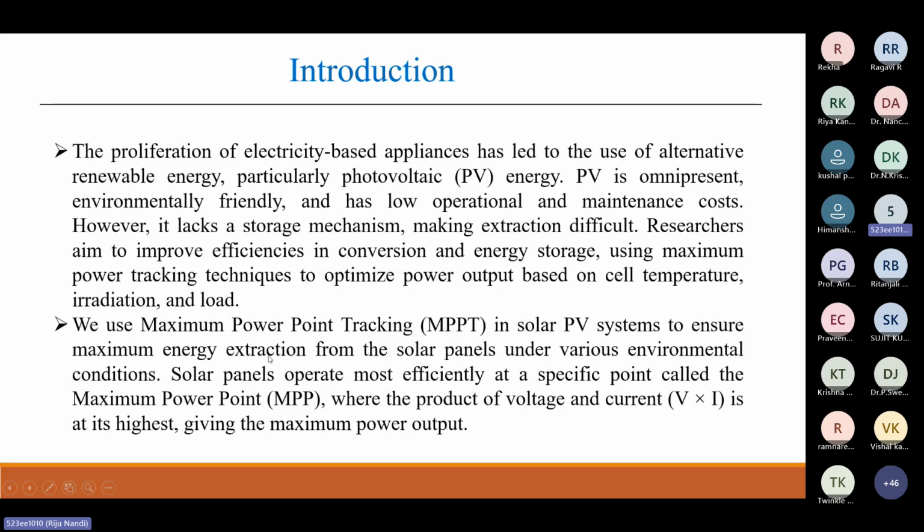We use maximum power point tracking in solar PV panels to ensure maximum energy extraction from the solar panel under various environmental conditions. A solar panel operates most efficiently at a specific point called the maximum power point, where the product of voltage and current is the highest, giving the maximum power.